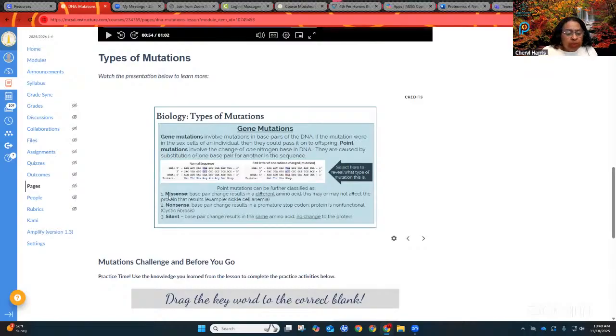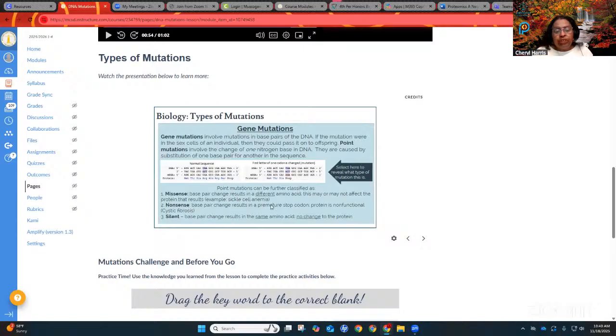You can have missense, where it results in a different amino acid, but it may not have an effect. If you remember looking at the chart when we went through our little chart, some of the amino acids have 3 or 4 different ways that you can get that same amino acid. So if you change one letter, it doesn't have any effect at all, because you're still going to get the same amino acid. Then you have nonsense.